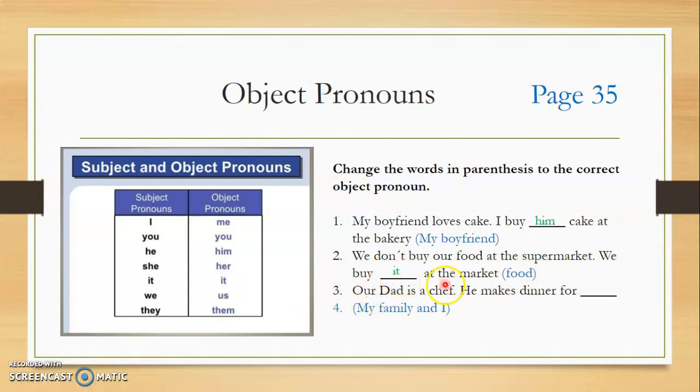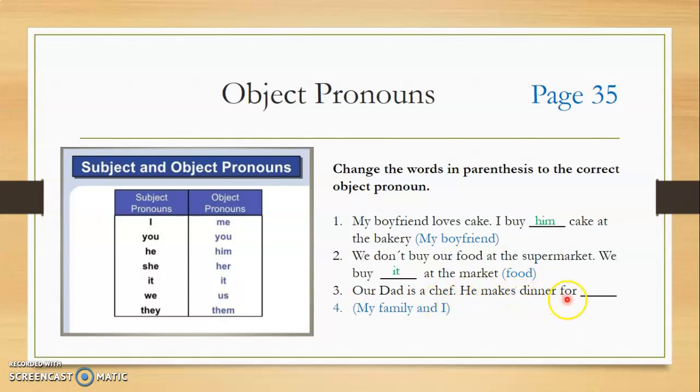We buy it at the market. Very good. Now, exercise number 3. I have number 4 by mistake over there. Exercise number 3. Our dad is a chef.